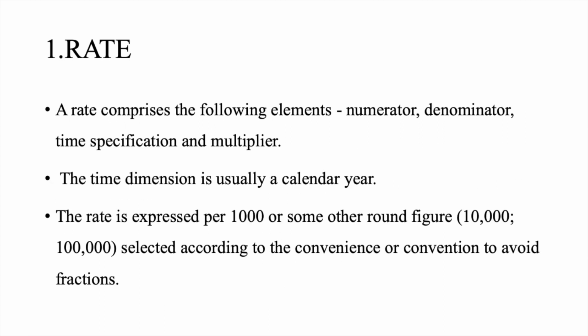A rate comprises the following elements: numerator, denominator, time specification, and the multiplier. The time, usually in the rate, we use calendar year, but it can be month. The rate is expressed per 1000 or some other round figures like 10,000 or 1 lakh. These are selected according to convenience or convention to avoid fractions.